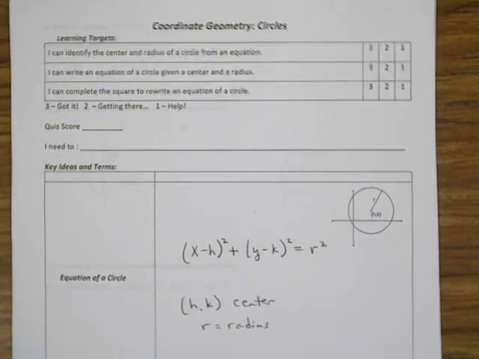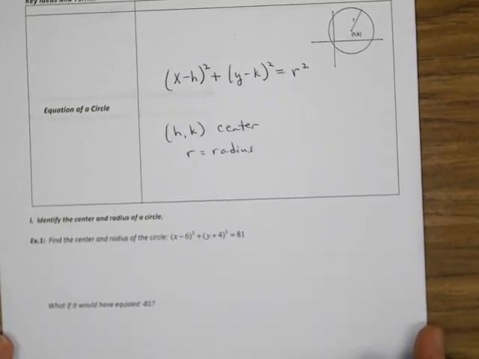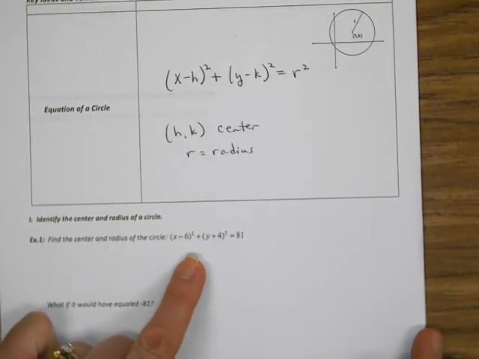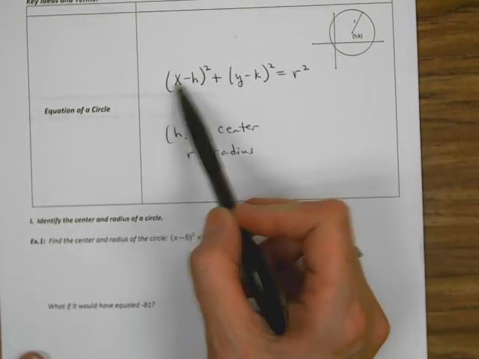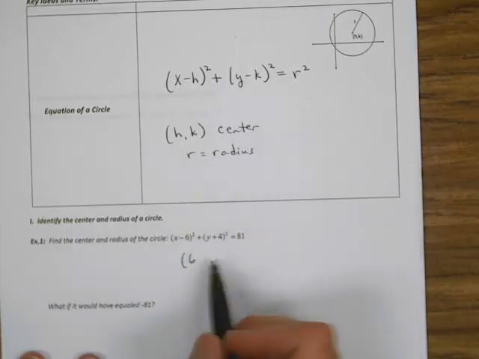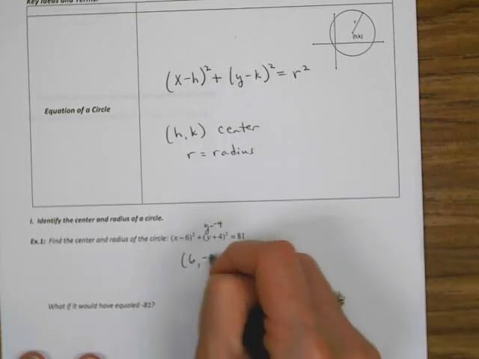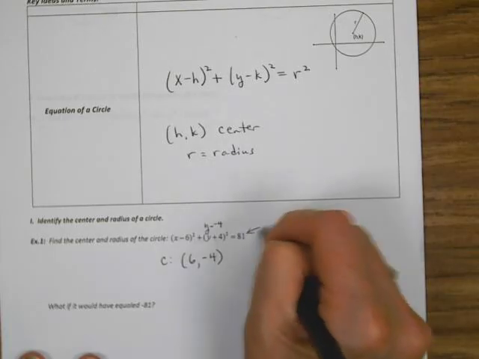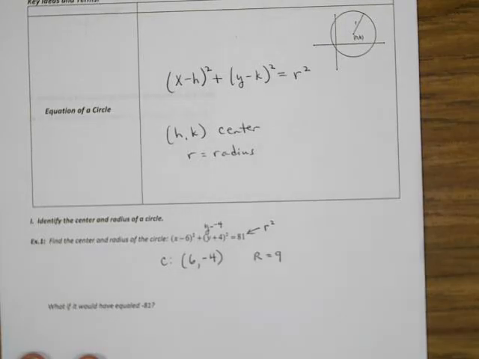Okay? So if we look down at example 1, it says find the center and radius of the circle. It's already in the form where we can see it. So you just need to pick out this h and this k, right? Remember, it's x minus h and y minus k. So my center is 6, but this would be y minus -4. So the y coordinate, of course, is -4. That's the center. This represents r squared, which means my radius would be 9.